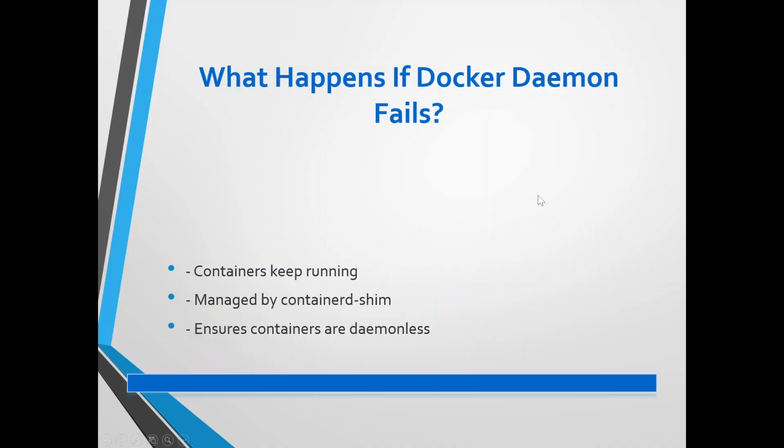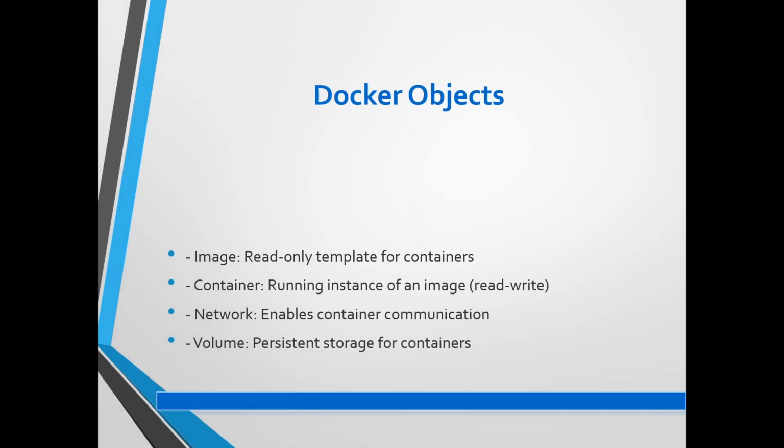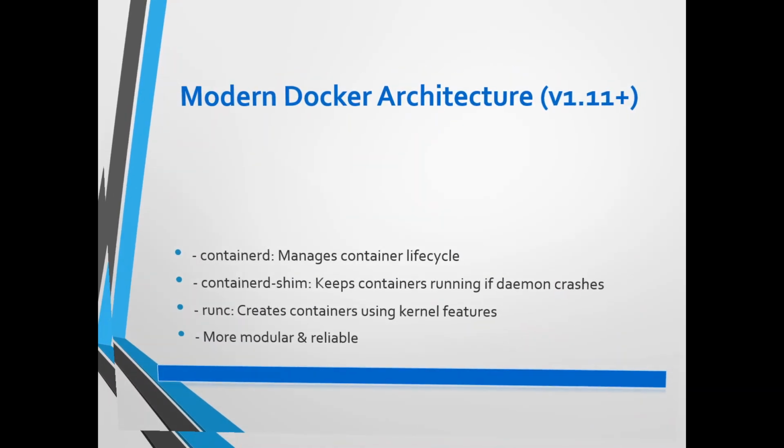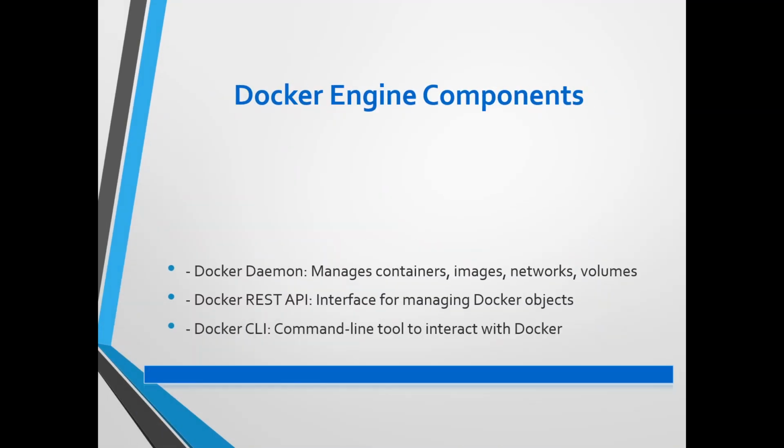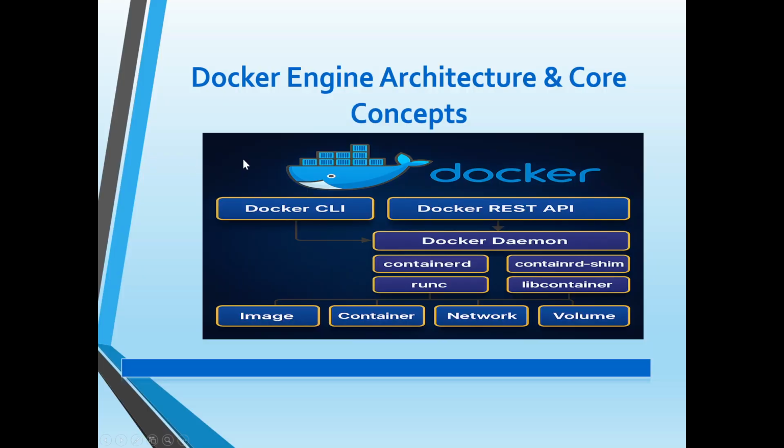Next, we'll see what happens if Docker daemon fails and what are Docker objects. So all of this will be covered. So let's begin understanding one by one. So first, we'll understand the Docker engine architecture.